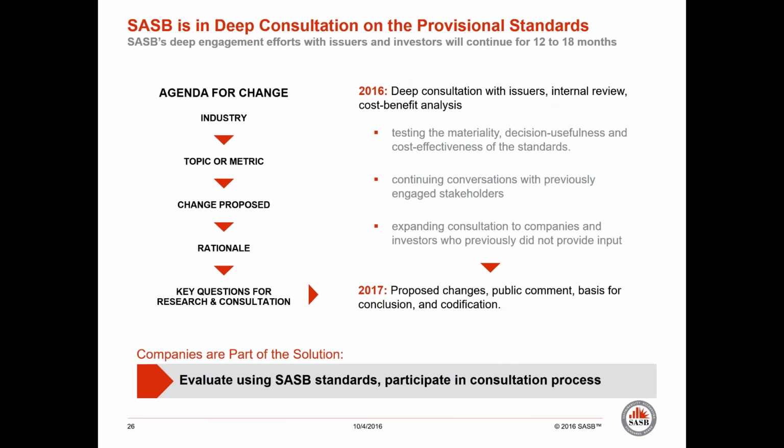So we're taking those hypotheses for change, and we'll be presenting an agenda for change to the Standards Council when it is formally seated early next year. And this period of 2016 and 2017 is when we're going to be engaging in deep consultation with issuers, investors, and others to test the materiality, decision usefulness, and cost effectiveness of the standards. We're going to be putting forth a cost-benefit analysis to ensure that the standards are cost-effective, and we're going to be ensuring that all the voices that we need to reach are heard in this process.